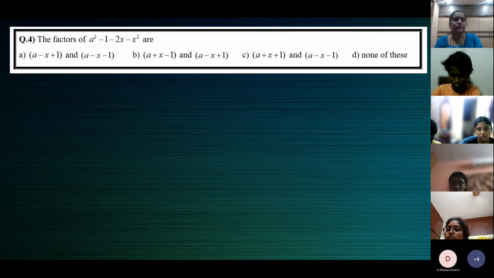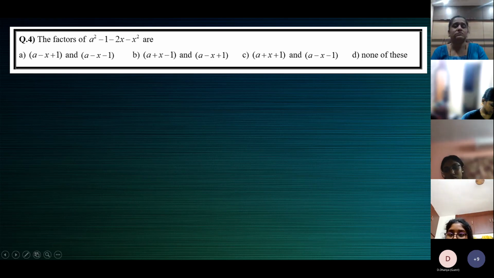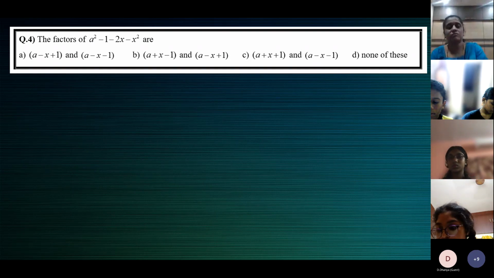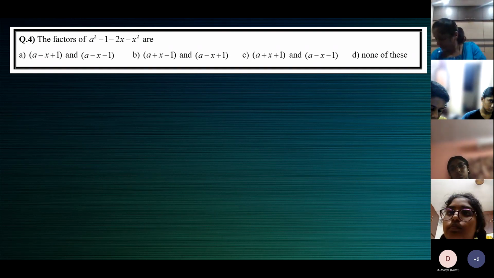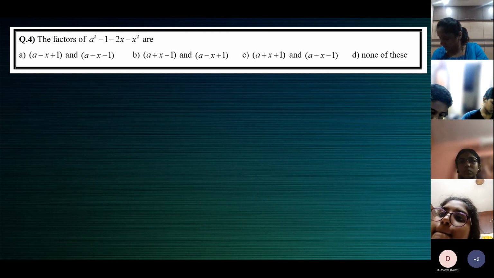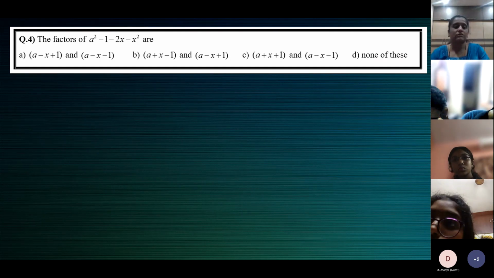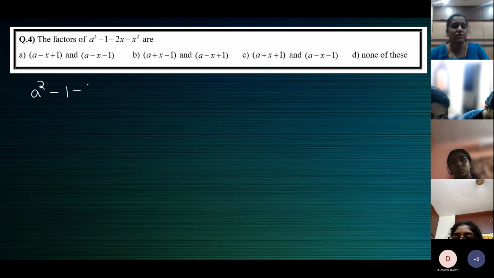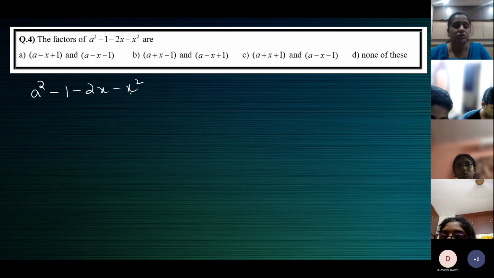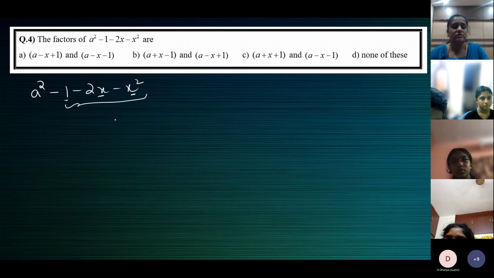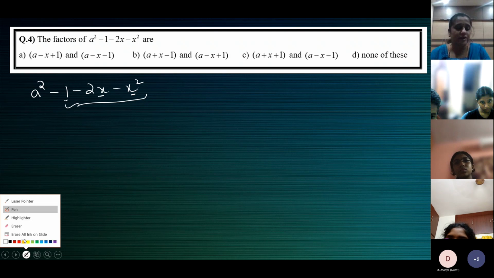The factors of this expression are... Factorize this, children. A squared minus 1 minus 2x minus x squared. You can see here x squared, 2x and 1. These three terms will make a perfect square.